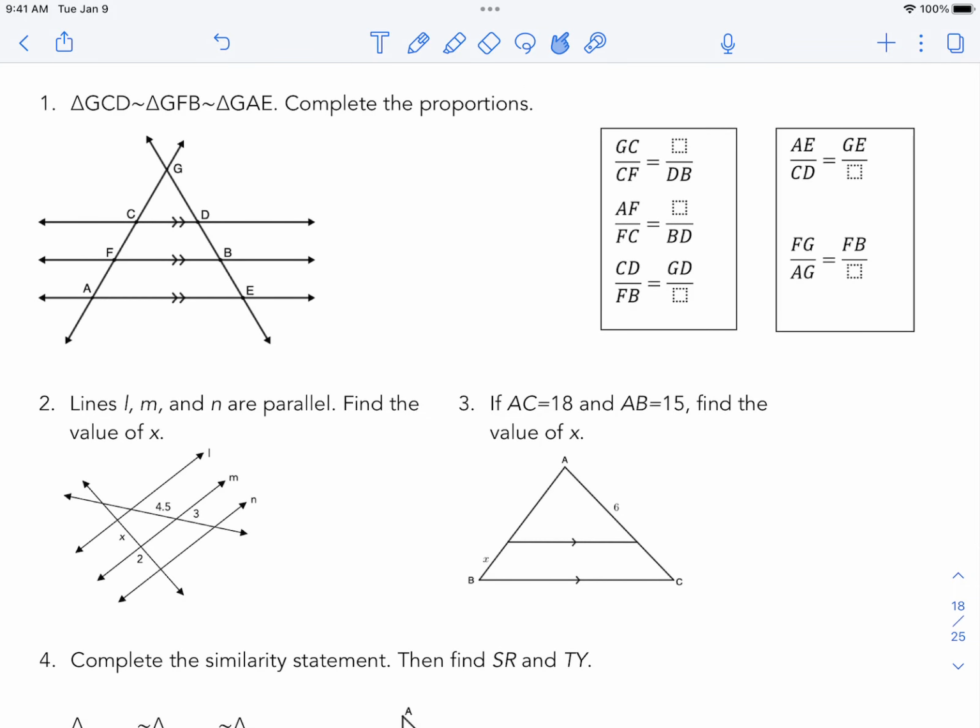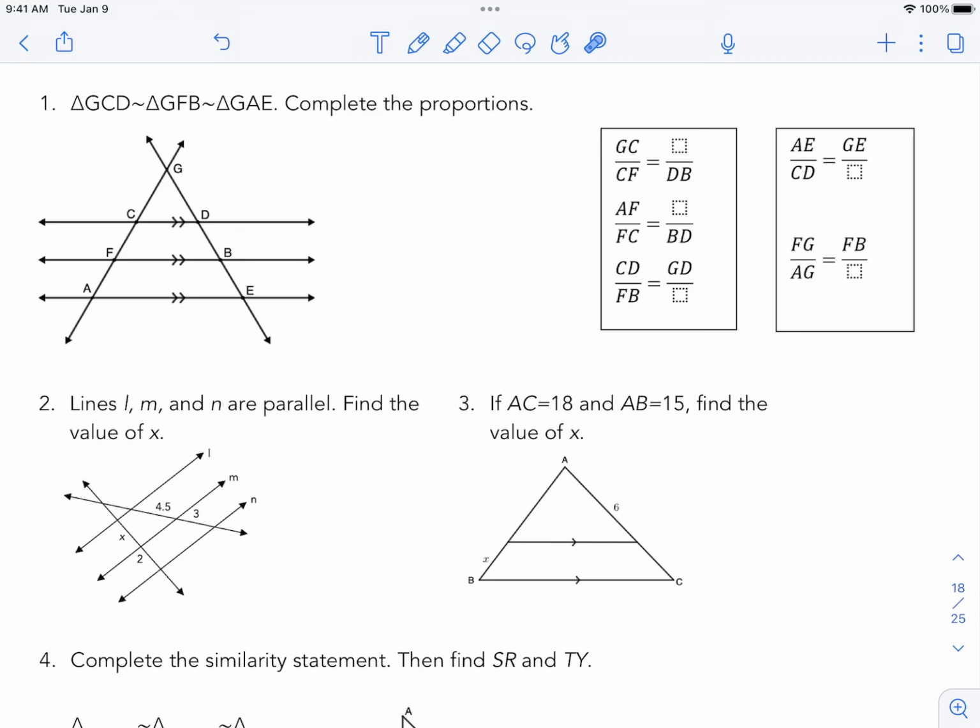So in number one, we're told that the triangle GCD is similar to GFB, which is similar to the triangle GAE. You can see all of those in the figure here. And so we'll complete their proportions. Okay, we'll complete the proportions over here. So we know that these are all similar triangles, and we want to just complete the proportions. So we are matching up the corresponding sides here. Make sure we understand that.